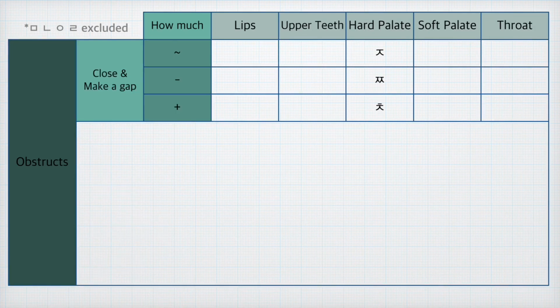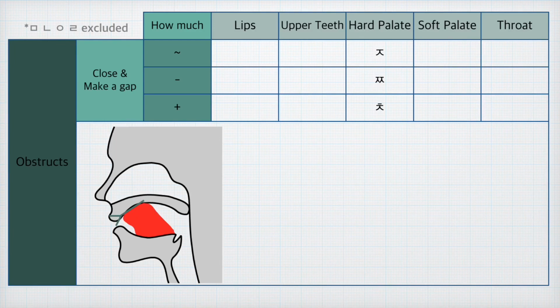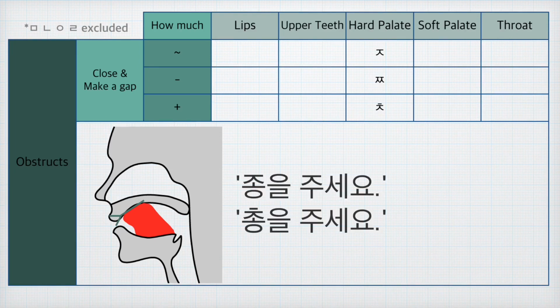Now, finally, we have the close and make a gap afterwards part. This would mean when we pronounce them, our tongue touches the hard palate, and then the tip of the tongue slightly opens to make the sounds. Repeat after me these sentences and try to feel this as well as the amount of air and the pitch difference. 종을 주세요. 총을 주세요.